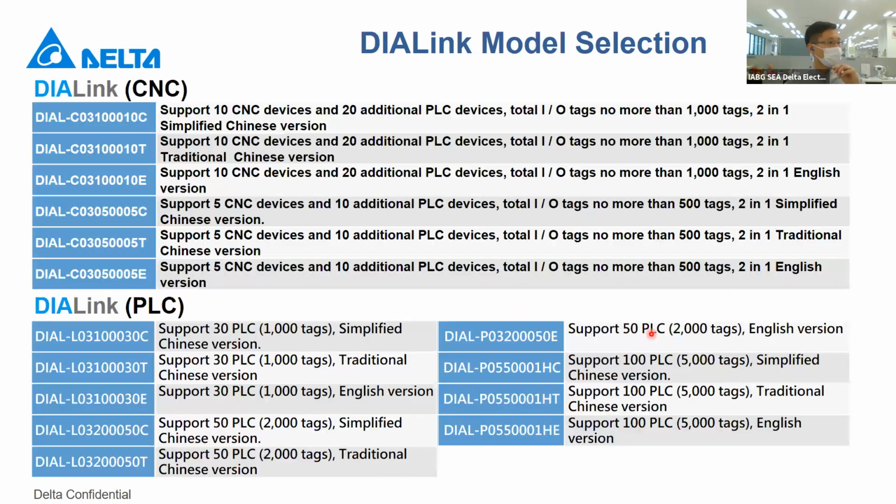And this is the details of the model. So as you know, we have two types, CNC and the PLC type. So these are all the different specs of the license. Okay.